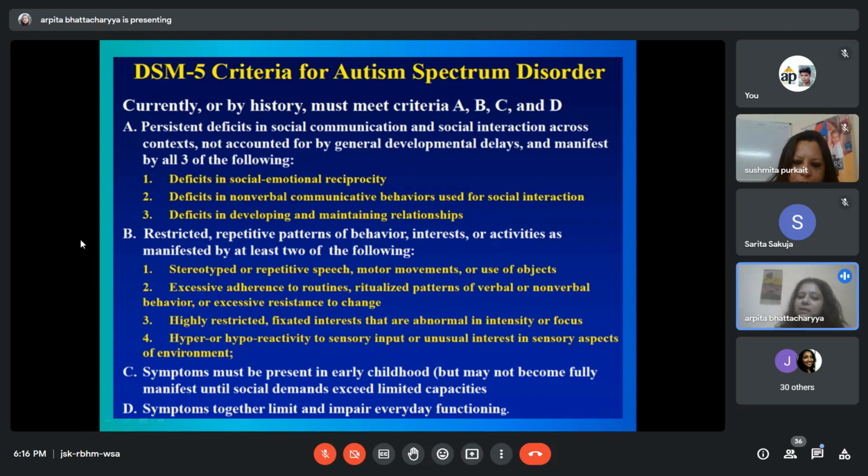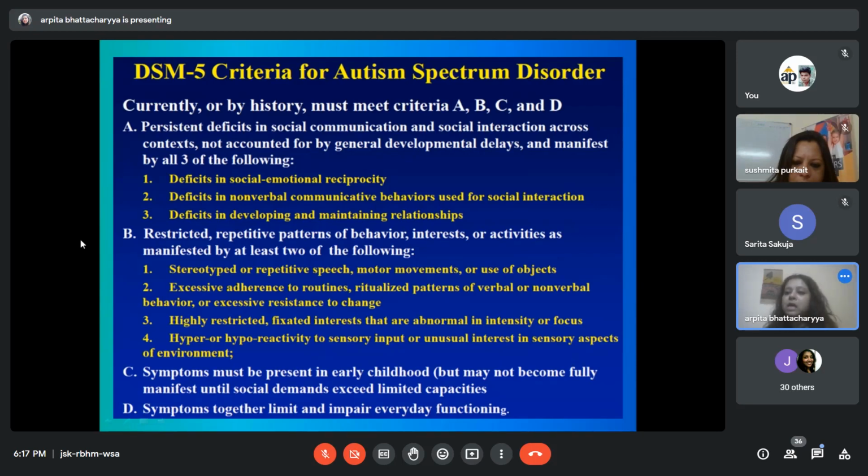Number C is that symptoms must be present in early childhood. As I said, we are born with that, but it may not be fully manifested until social demands become complex. So it might happen that the child is 2 years old, but the severity is not that much to worry about. That might happen because the parents and caregivers don't have the clinical eye. So naturally, most of them don't get diagnosed below 2 years. But the symptoms, the difficulties, have to be present since birth.